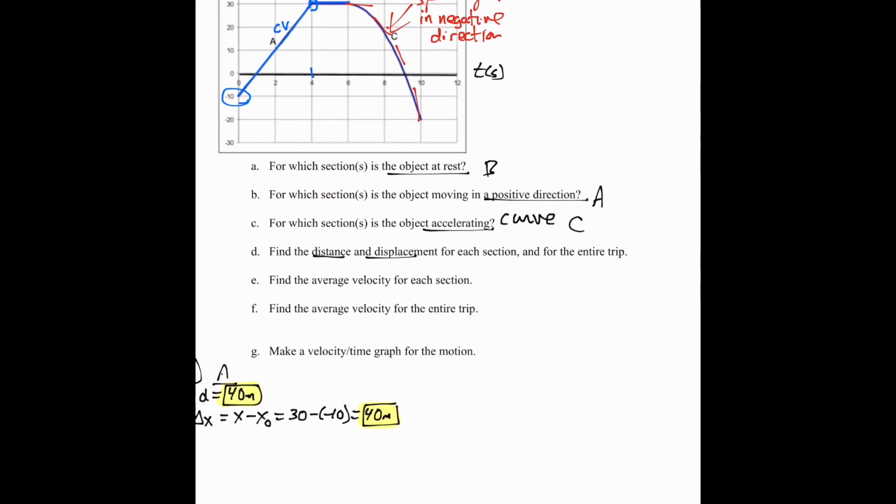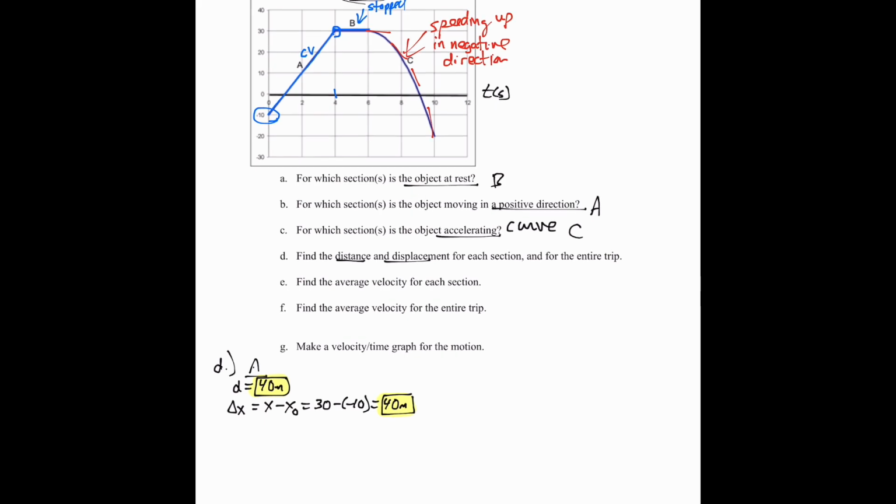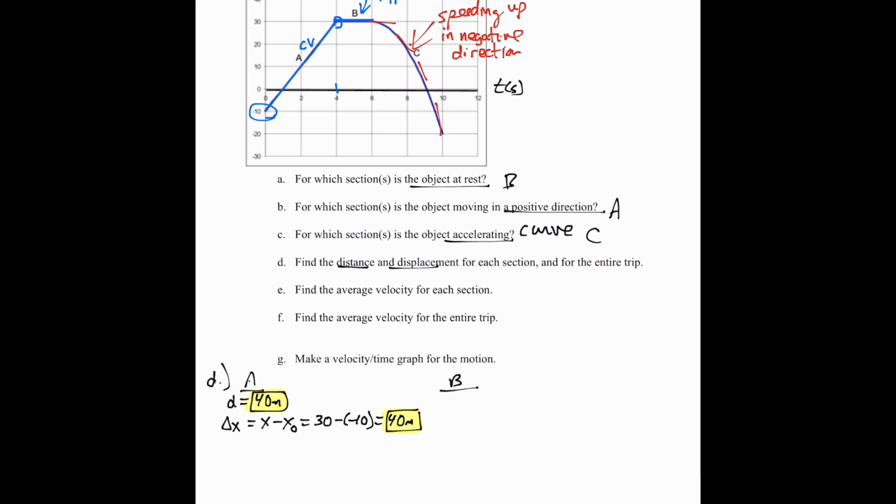Oh, we gotta do segment B. So segment B, you stay at 30, so you have no distance. Distance is 0. Displacement is 0. You don't move anywhere.